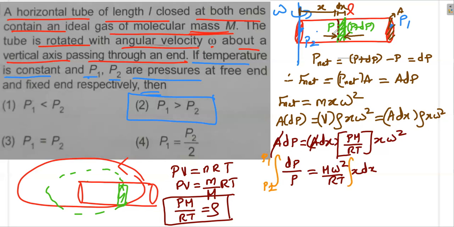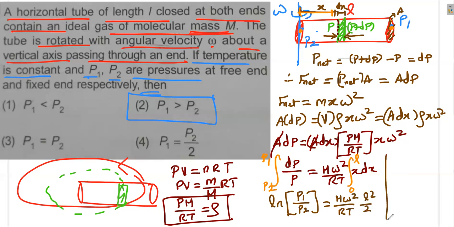When x changes from, x is the distance, the radius, right? So when I'm at P2, the x is 0. When I'm at P1, the x is the length of the tube. When I'm at P1, this radius should be equal to the length. This is from 0 to L. It's a normal integration. This will give me ln P, upper limit minus lower limit. I don't have space, so I hope you understand. This is equal to M omega square by RT times L square by 2.